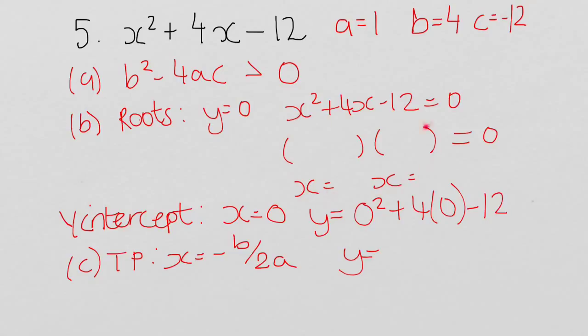So you'll have 2 sets of coordinates from your roots. You'll have a set of coordinates from your y-intercept, and you'll have your coordinates of your turning point, which means you can do part D nice and easily. You will know that it's going to be a positive parabola because A is more than 0. You can then put your coordinates for your turning point in, where it cuts the x-axis and wherever it touches the y-axis.